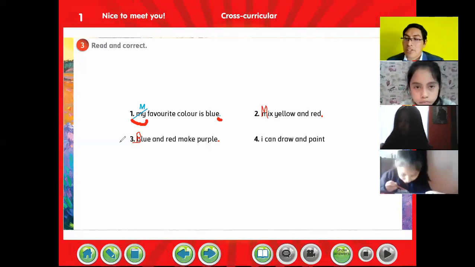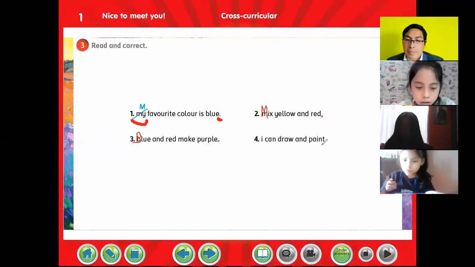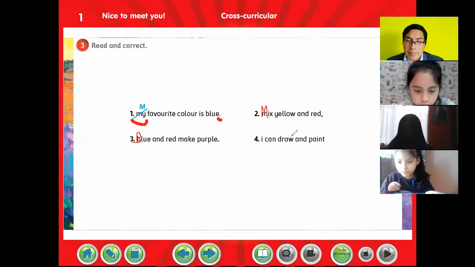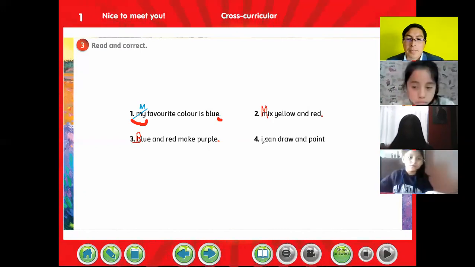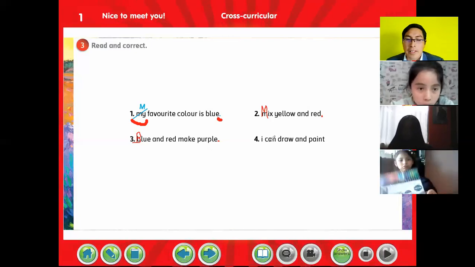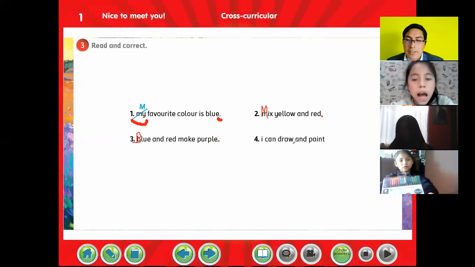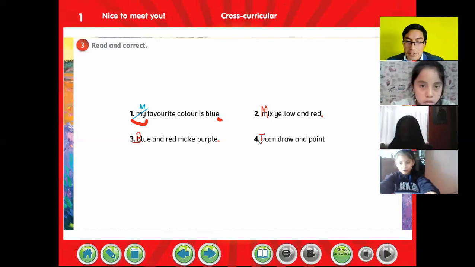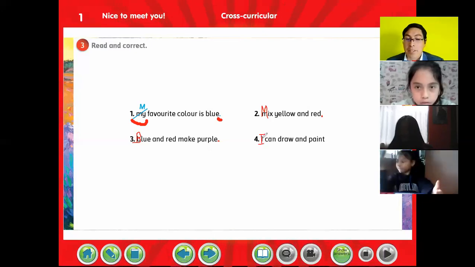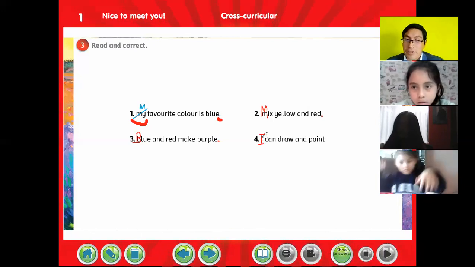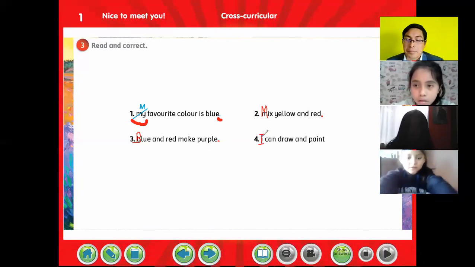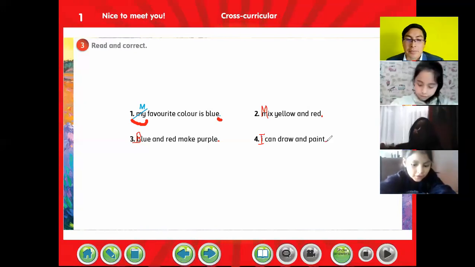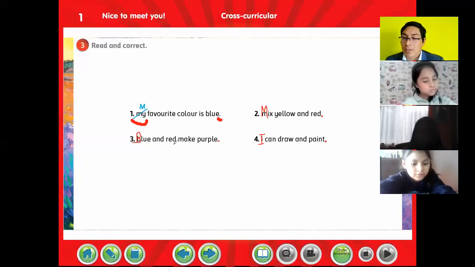Okay, Jordana Rivas. Jordana, what is the problem in number 4? I can't draw and paint. Yeah, what is incorrect? I is incorrect because this is in a small letter. Capital letter, okay? Mm-hmm. Jordana, repeat please. The capital letter. And the period. Thank you, dear.